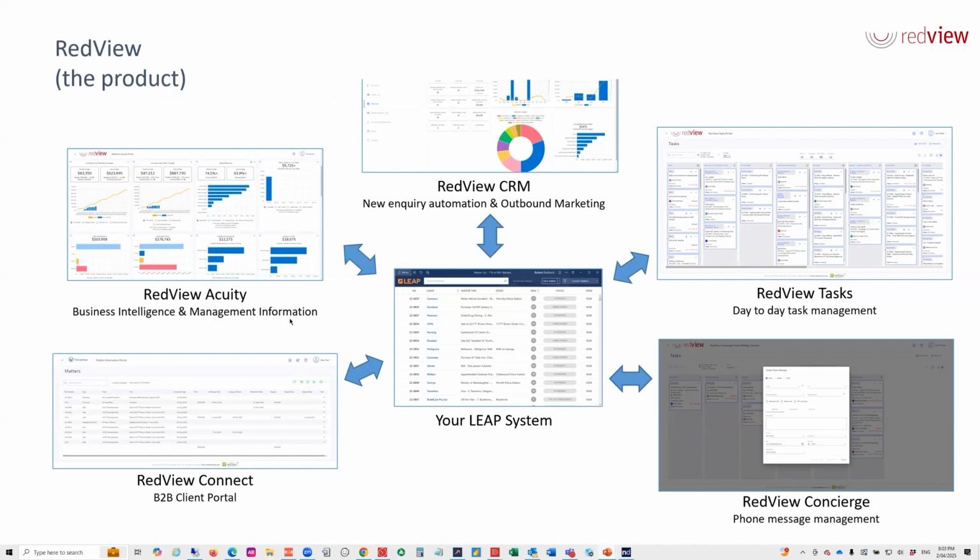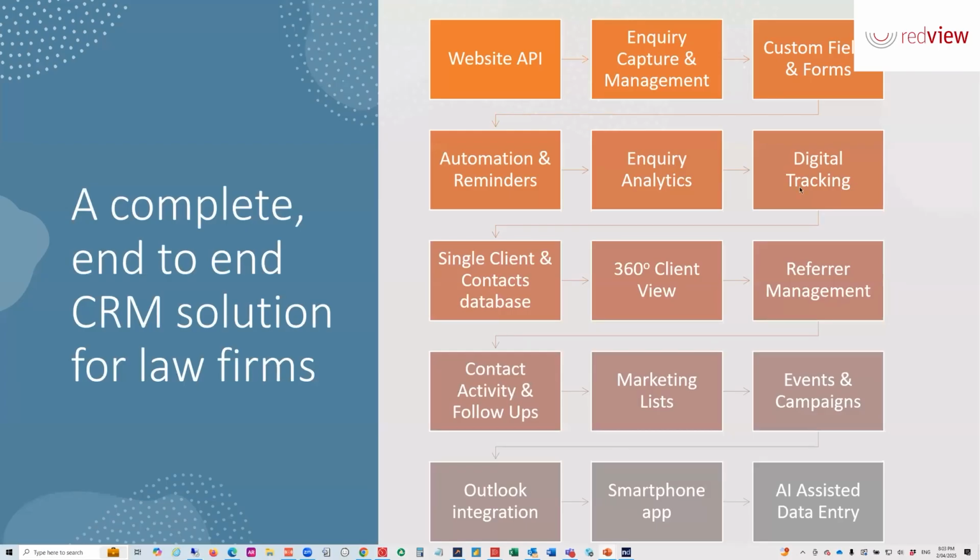We have then a business information and management information solution, a client portal tool, some task management tools, and a phone message management tool. So talking about the CRM to start off with. Fundamentally, the product has two different aspects to it. The first is about inquiry or lead management. So getting the information into the database, managing it through the quote sales process, and then giving you some analytics to see what's going on and converting the information into matters within Leap.